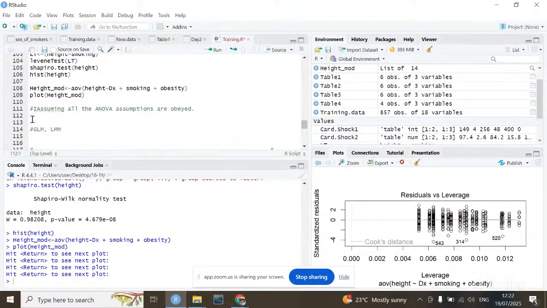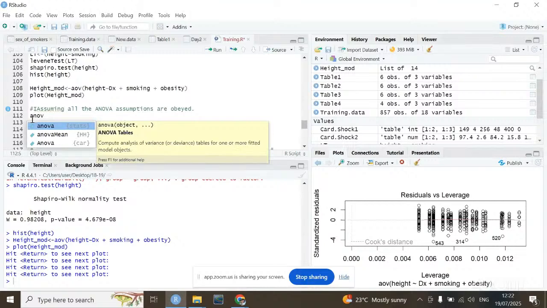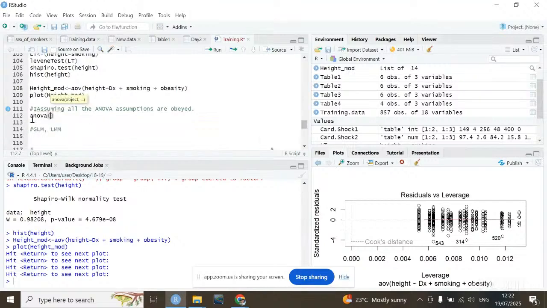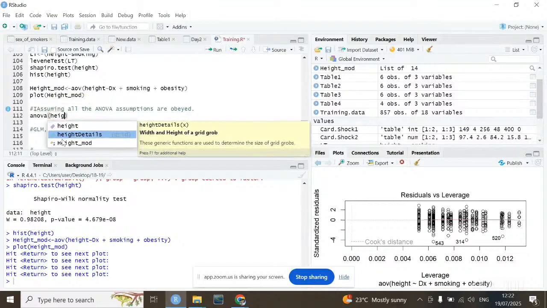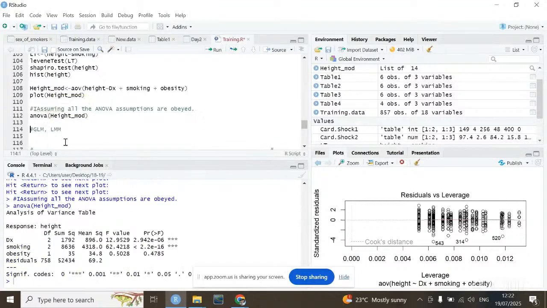When the assumptions are obeyed, you just need to write the function anova and put in your model. This is how it will be. That is if the assumptions are obeyed. But if they are not obeyed, you are not supposed to go to the ANOVA.